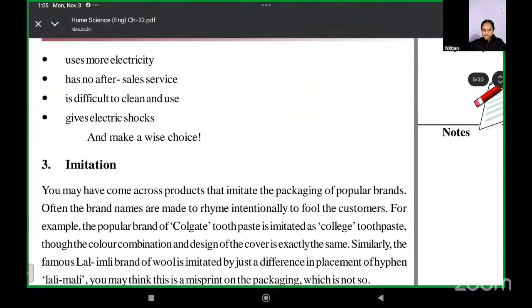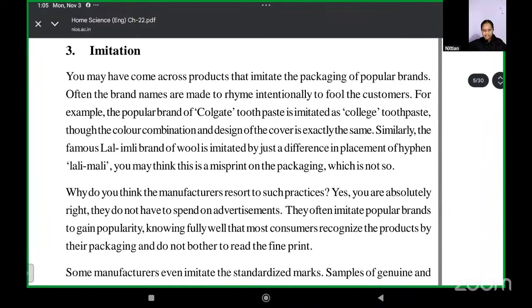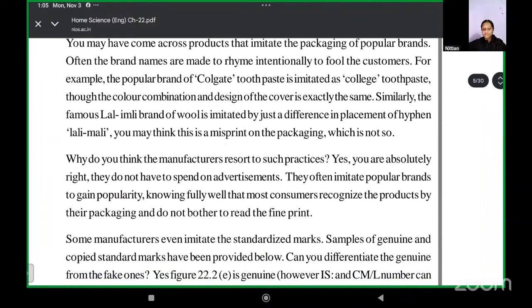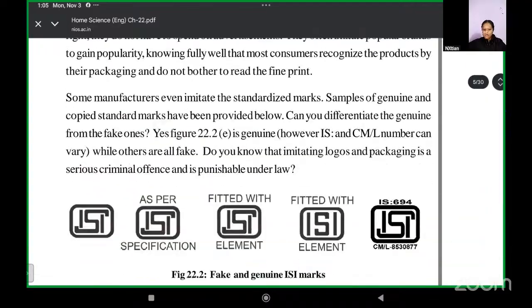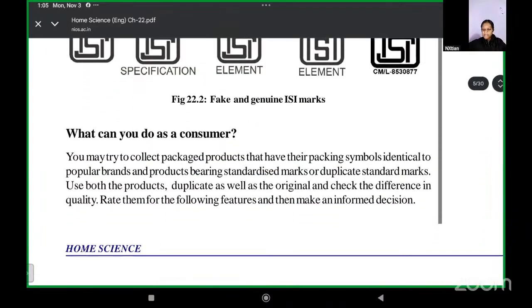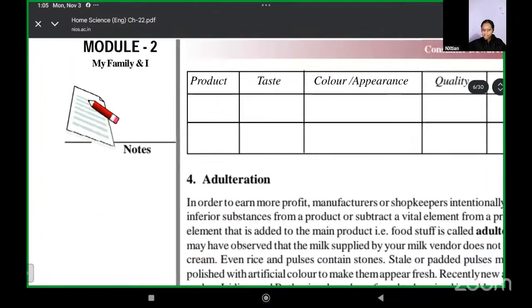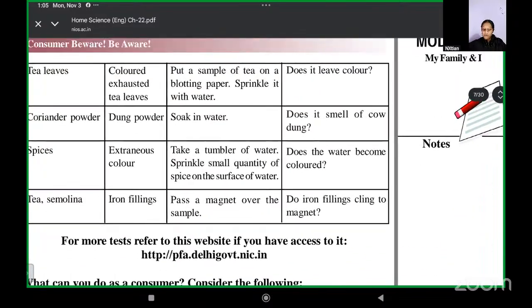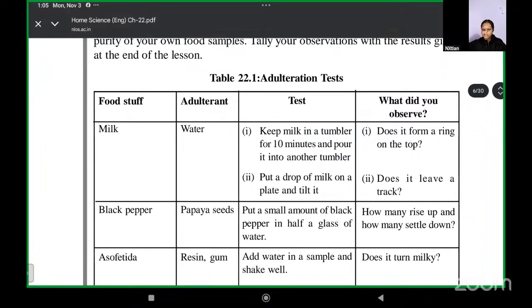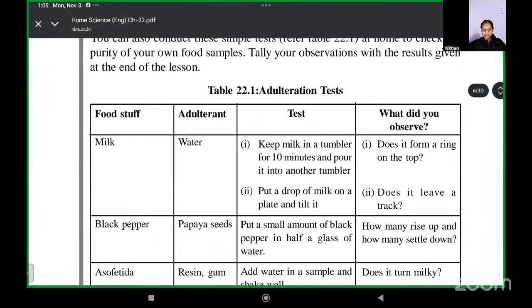Now, imitation. We also talked about imitation. Same name, kind of same name, but a different product, which is substandard to the original one. That is imitation. Now, adulteration also we did. From here we will begin adulteration tests.